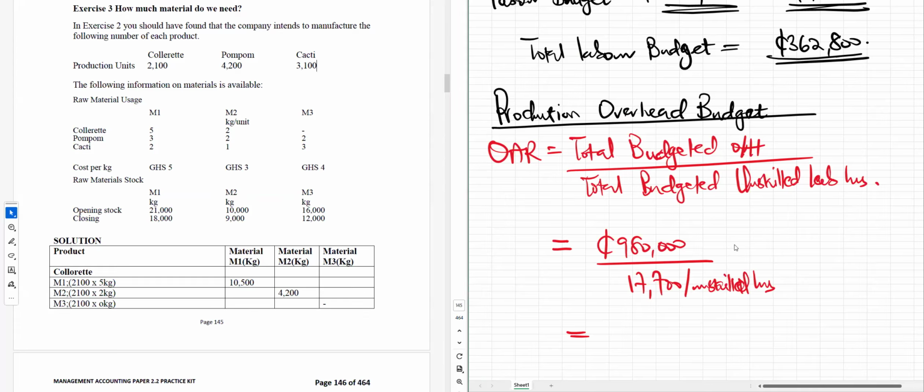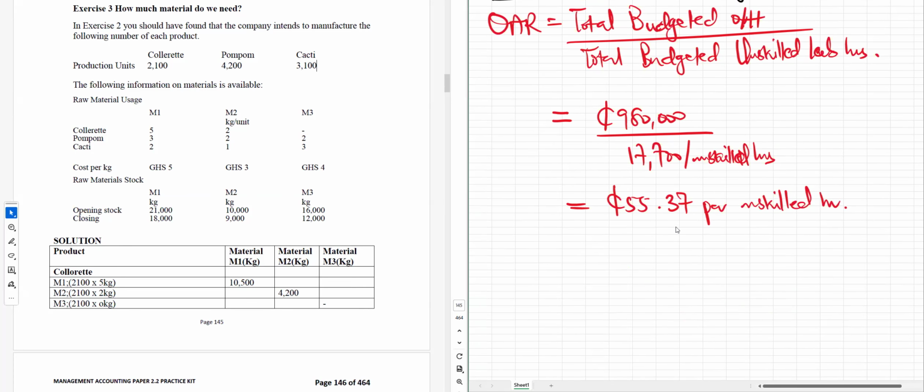980,000 divided by 17,700 gives 55.37. So 55 cedis 37 per unskilled hour, right? Okay. So in that case, we can easily get it. We have to look at each unskilled hour that we had for each of the products, right?